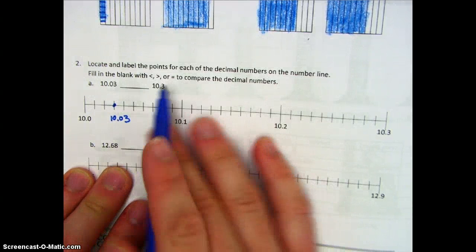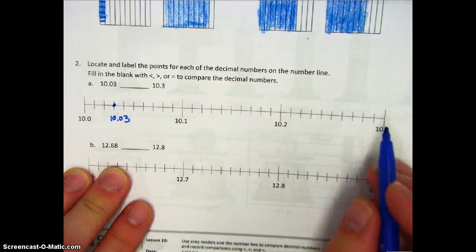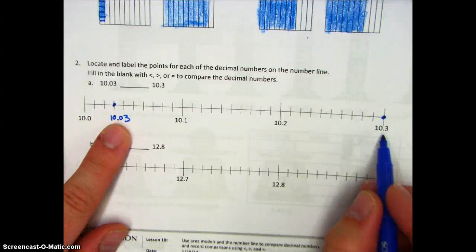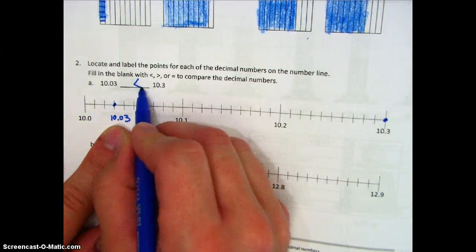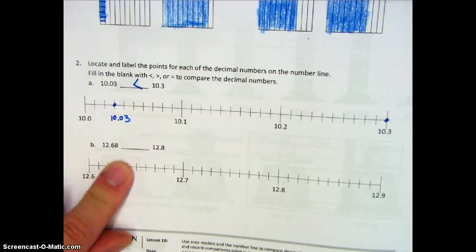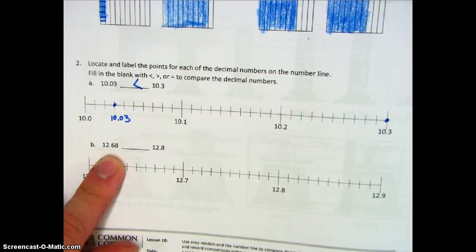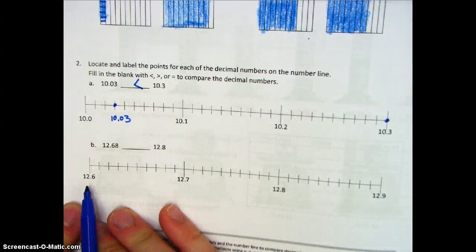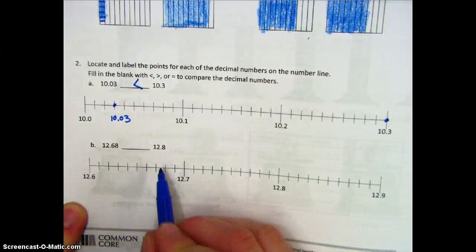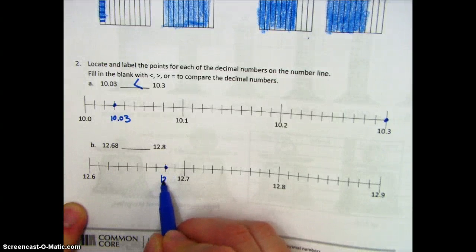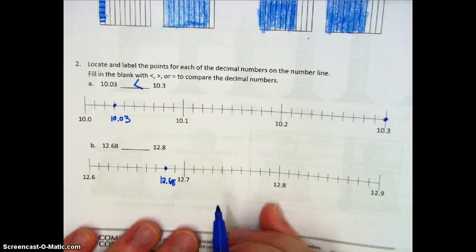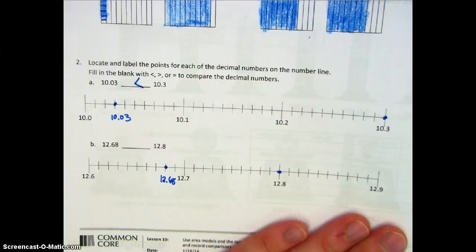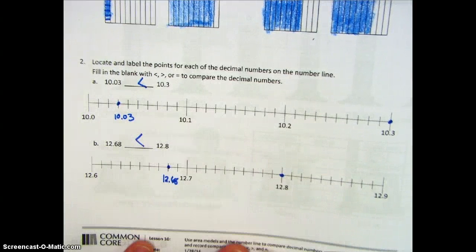Now our next one is 10 and 3 tenths. So coming over here on our number line, we can see 10 and 3/10. So obviously 10 and 3/100 is much less than 10 and 3/10. Okay, moving on to the next one, we have 12 and 68/100 and 12 and 8/10. So we're going to start over here with 12 and 6/10 and then count up 8/100 to label 12 and 68/100. And then we can label 12 and 8/10 right there. And we can see that this one also is less than.